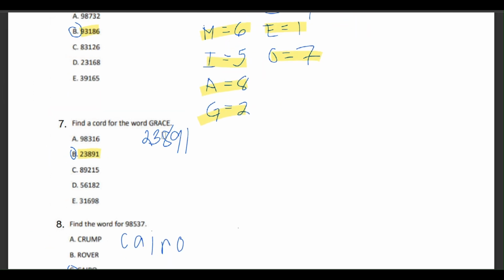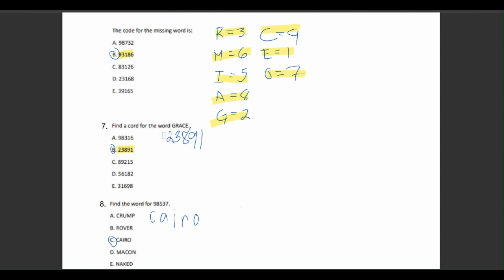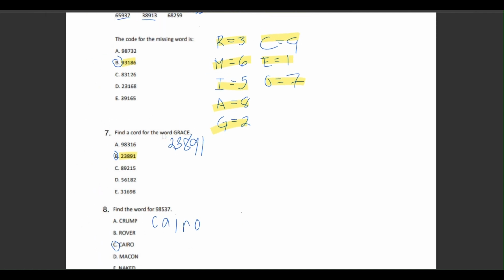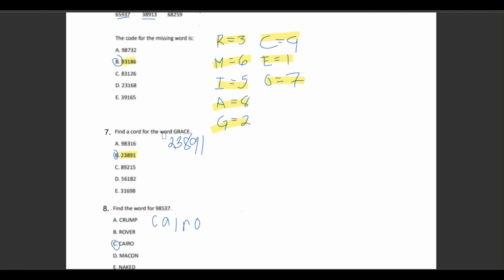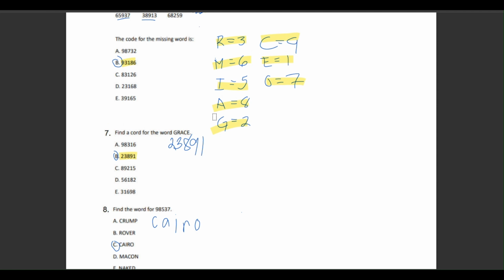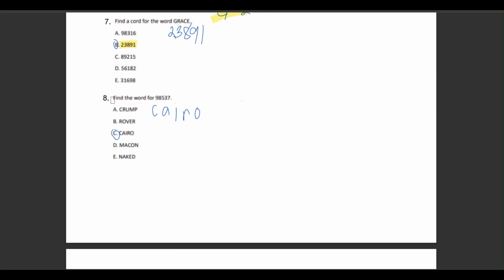Explanation. We're still using the same code from before. A equals 8, C equals 9, E equals 1, G equals 2, I equals 5, M equals 6, R equals 3, O equals 7. Let's code grace. G equals 2, R equals 3, A equals 8, C equals 9, E equals 1. That gives us 23,891.